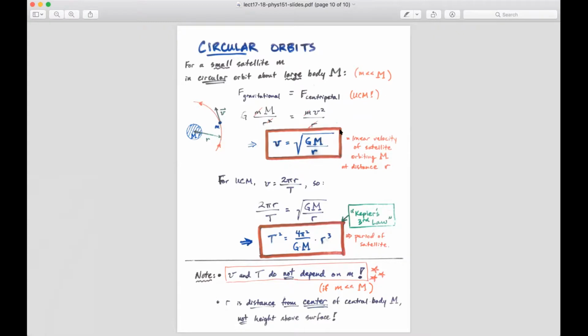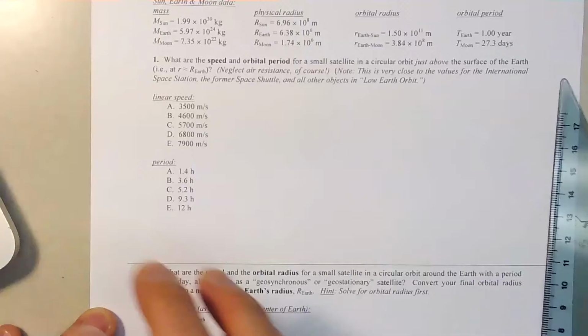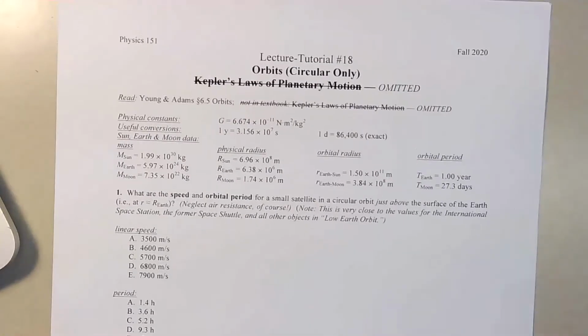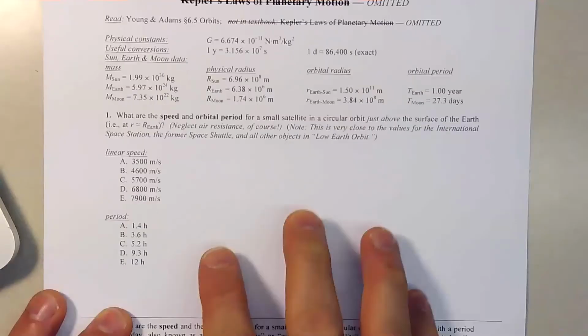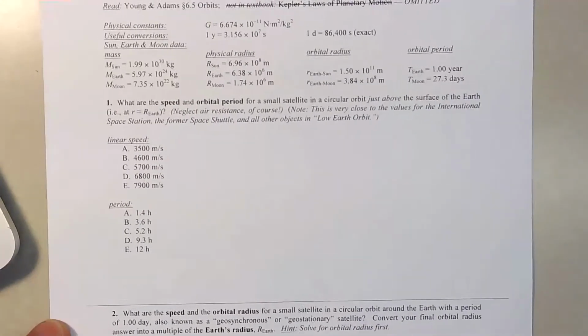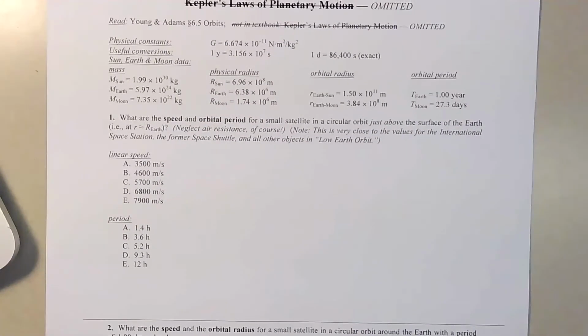Okay, so that's it for the theory slides. So let's do one last example of an orbit example, and then we'll be done with lecture 17 and 18. So I'm going to switch back to the video camera. Okay, and here we have tutorial 18, and let's just do example 1, right? Examples 2, 3, and 4 are very similar, and they'll use the same equations.